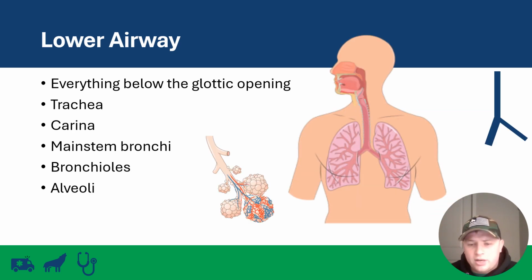So here's the lower airway. Remember, that's everything below the glottic opening. That includes the trachea and the carina, and the carina is where that trachea bifurcates, or splits in two. It splits into the left mainstem bronchus and the right mainstem bronchus.